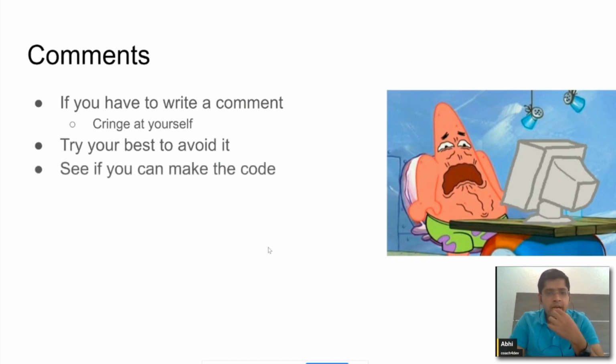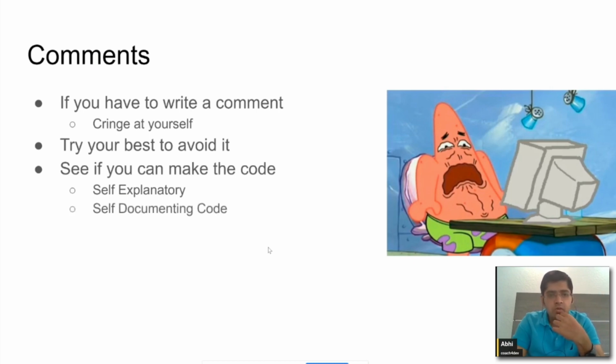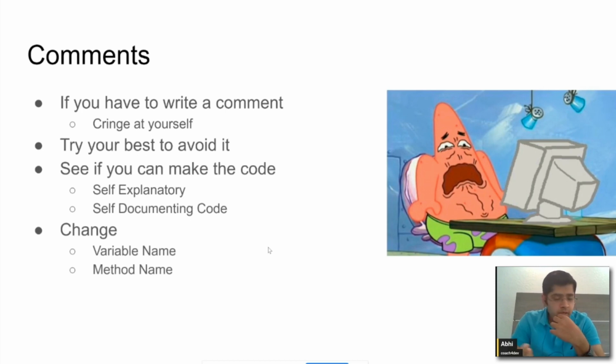Your code itself should be able to explain that this is what this code is doing. So see if you can make the code self-explanatory. That is how descriptive your code should be. In order to make your code more descriptive, you might have to write longer variable names, longer method names, longer class names. Yes, that is possible. So try your best to avoid comments.